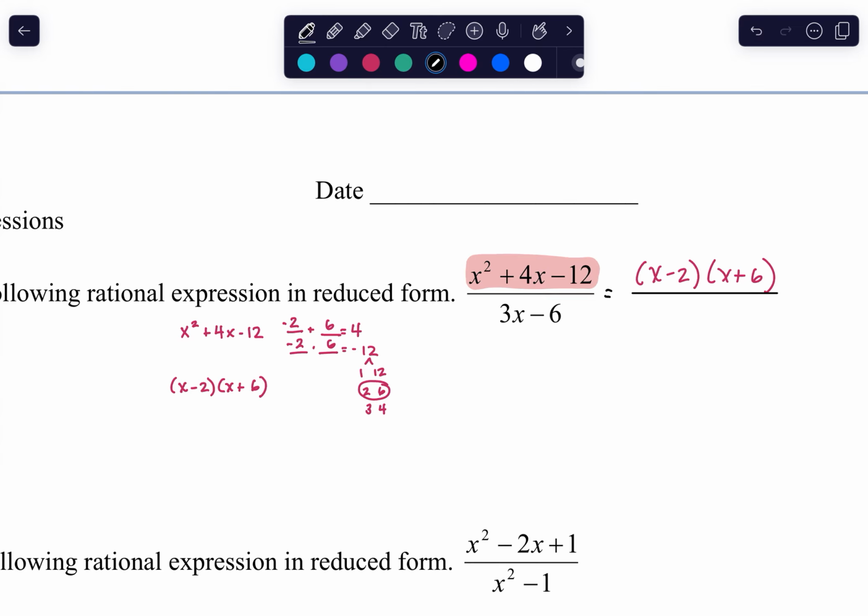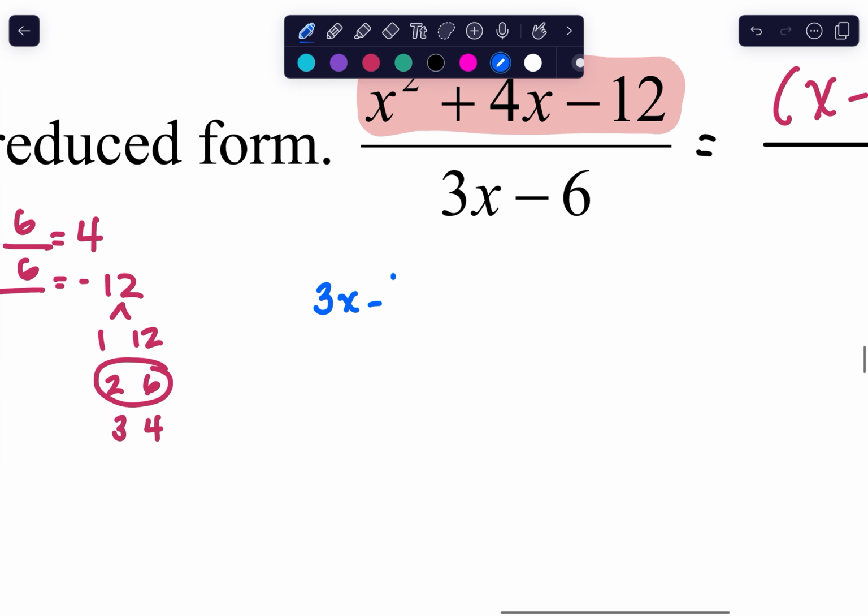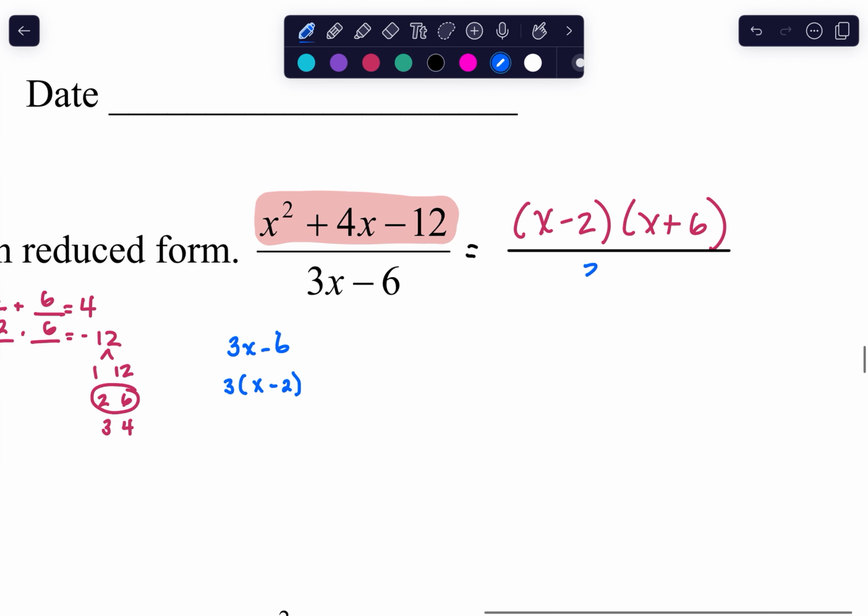And then we're going to do our denominator. So my denominator is not quite as bad to factor. It's just a binomial, so we just factor out the GCF. So the GCF of this is 3, and we are left with an x minus 2. So I'm going to write that over here.